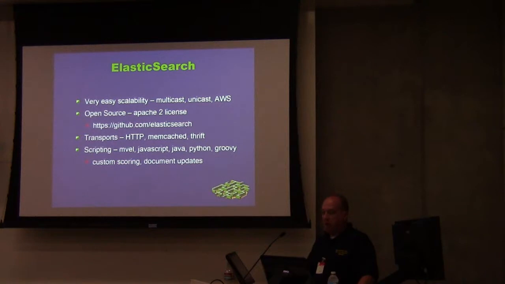It's open source with an Apache 2 license. It uses HTTP as the main transport. We can also use Memcached and Thrift. And it also supports internal scripting abilities to be able to do different things like document updates, and it's used a lot for custom scoring. So if you want to implement your own scoring algorithm, this is one of the ways that you can accomplish that.